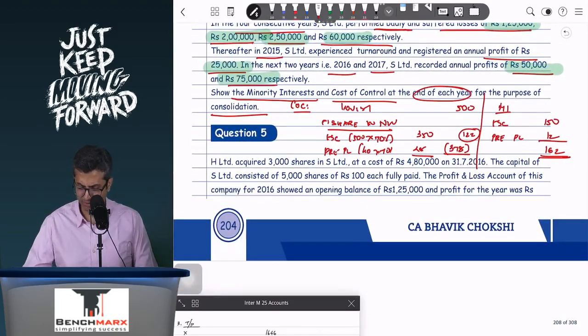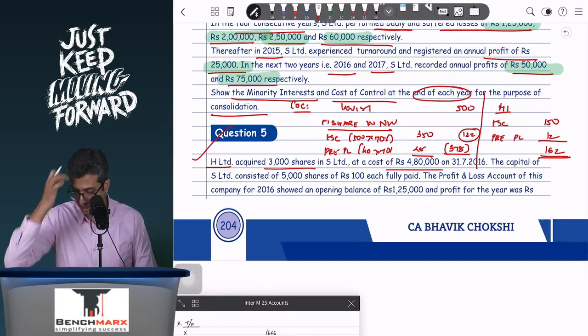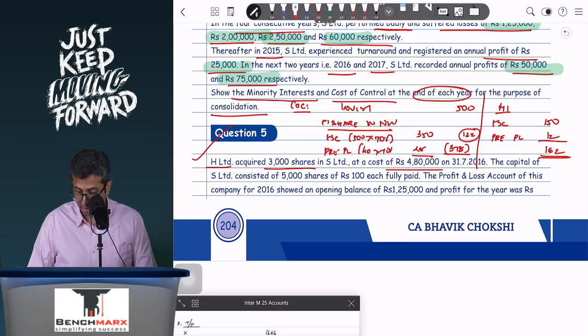Okay, next we have question number 5. Now H acquired 3000 shares in S at a cost of 4,80,000 on 31st July. So the date is relevant over here. 3000 shares at 4,80,000 on 31st July 16. The capital of S consisted of 5,000 shares. So maybe 3,000 and 5,000. Maybe we have acquired a 60% stake of rupees 100 each, fully paid.